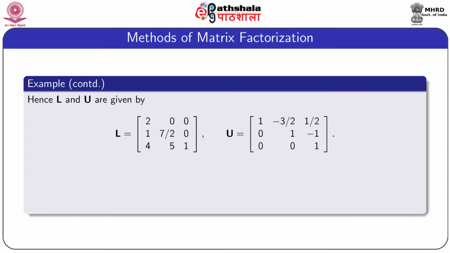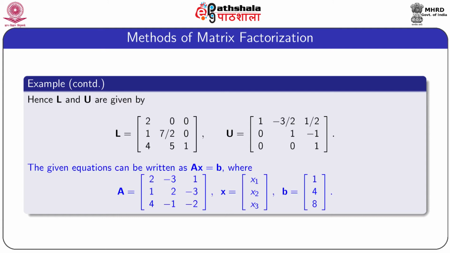And finally we obtain the matrices L and U as given here. L equal to: first row 2 0 0, second row 1 7 by 2 0, third row 4 5 1. Matrix U is: first row 1 minus 3 by 2 half, second row 0 1 minus 1, and third row 0 0 1.